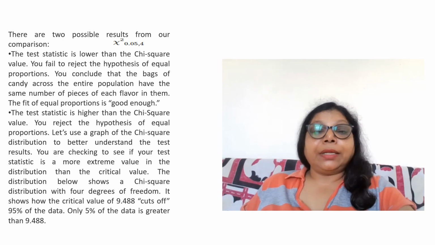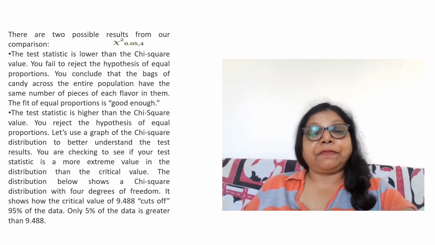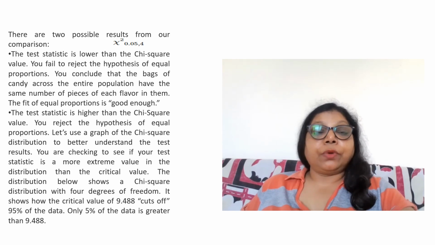If it is lower, then we fail to reject the hypothesis of equal proportions. We conclude that the bags of candy across the entire population have the same number of pieces of each flavor in them, and the fit of the equal proportion is good enough. But if the test statistic is higher than the chi-square value, we reject the hypothesis of equal proportions. We cannot conclude that the bags of candy have the same number of pieces of each flavor. So the fit of equal proportion is not good enough.